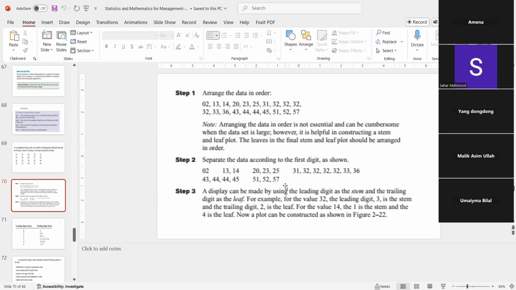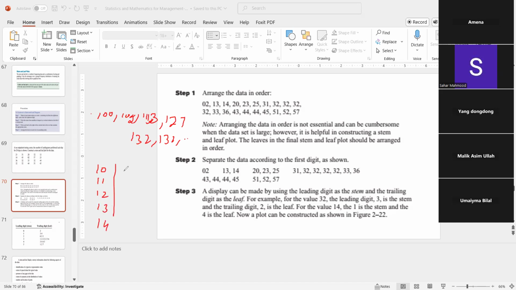ओके ठीक है। For example, just for making you understand, if we have observations like, let's say, 100, 102, 113, 127, 132, 132, etc. So we would be having these stems at 10, 11, 12, 13, let's say 14, and then we would be having a 0 as a stem, 2 here, 113 here, 127, 132, 132, and so on.